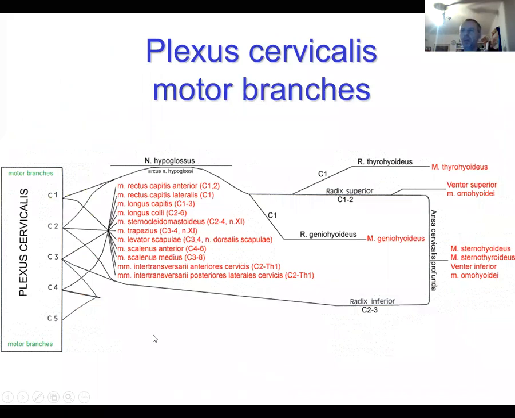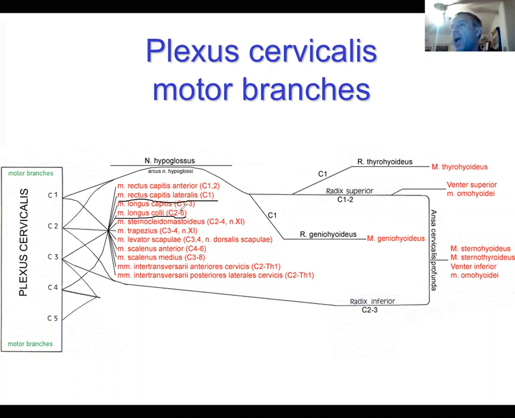How is it with the motor branches? Here, please check the long list of the muscles. And when we go through the names of the muscles one by one or two by two, you will understand how to remember the muscles. So first, a group of very short muscles, the anterior and lateral recti muscles of the head. Then two long muscles of the head and neck, longus capitis and longus colli.